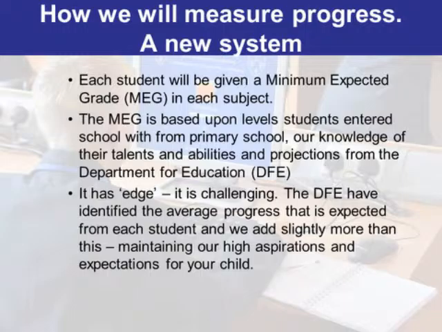Now this MEG is based on the levels that the students entered school with from the primary school. Also it's based on what we know about your child's talents and abilities, and also projections that the Department for Education have made about the amount of progress they would expect to see from your child. But we've added a bit of edge because none of your children are average, so we want to make sure that we've got some challenge in our MEGs. And so whilst the DFE might say what average progress is, we've added on slightly more because we expect the best from your child, and we want them to do better than just average.